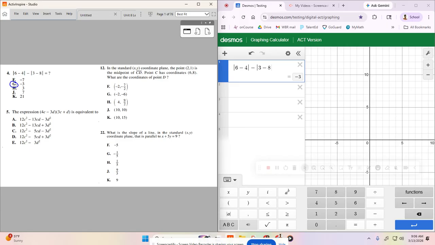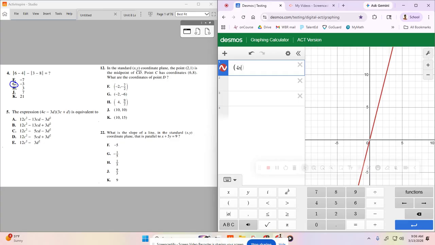Next question. This expression is equivalent to that. So first thing I wanted to make you aware of is in Desmos, we like X's and Y's. So any problem like this, I'm just going to change one of them to X, the other one to Y. So let's do 4X minus 3D, but I'm going to change that to 3Y. Get out of that parenthesis, open a new parenthesis, 3X, I'm going to change the C to X, plus D, which is my Y, plus Y.